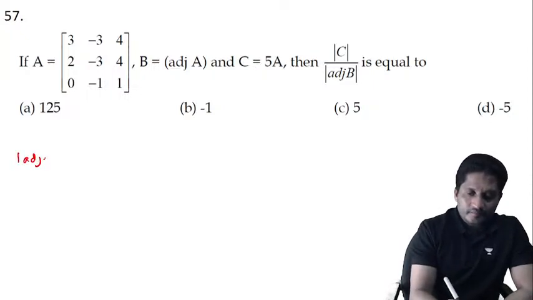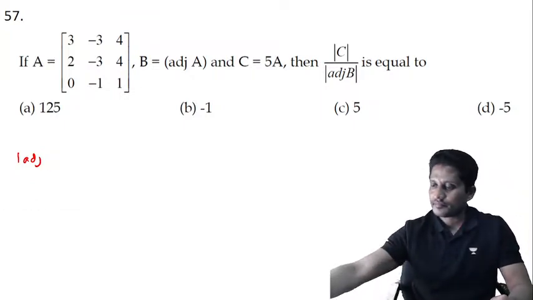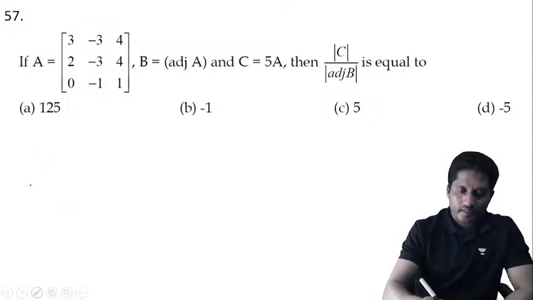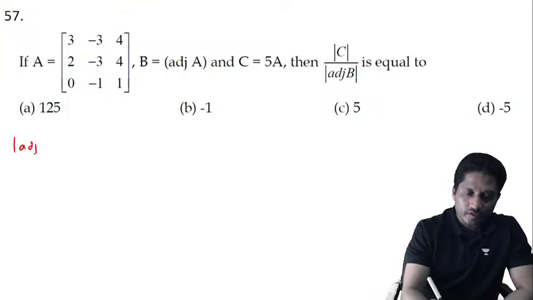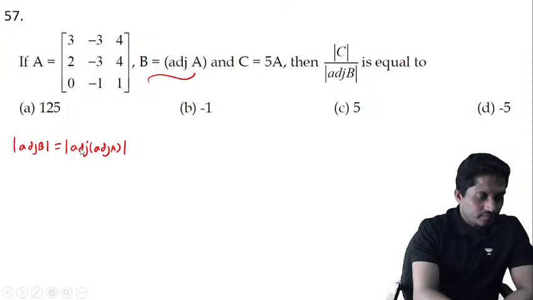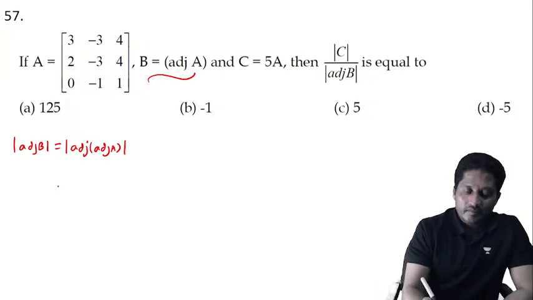Determinant of adjoint A, determinant of adjoint B, which is there in the denominator. Determinant of adjoint of B, where B is equal to adjoint A. That is already given in the question. B is equal to adjoint A. Right, now all the chapters are important, right? All the chapters are important. Determinant of adjoint A is determinant A power n minus 1 the whole square.